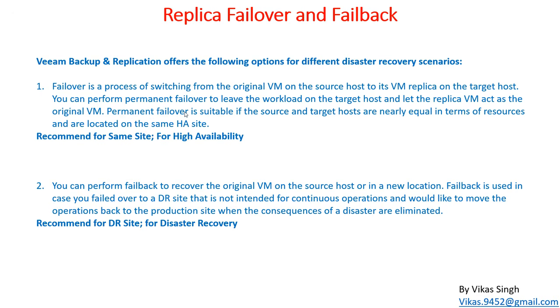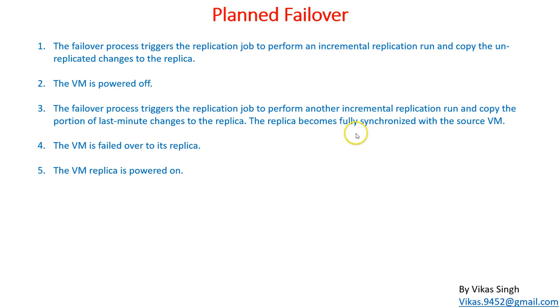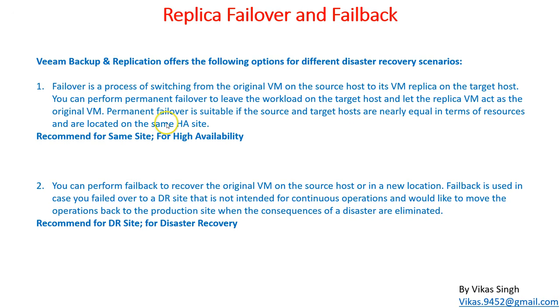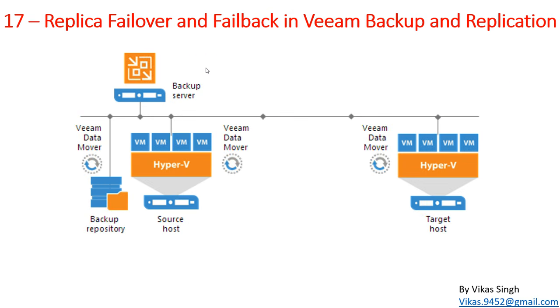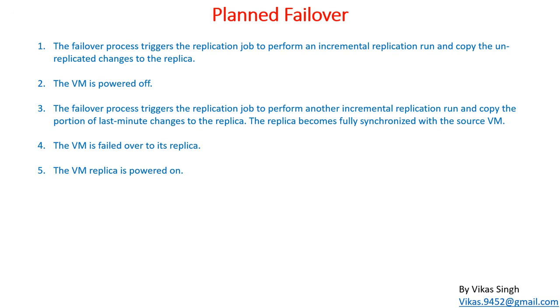So let's discuss more about this. We have two types of failover in Veeam Backup and Replication: one is a planned failover and one is a permanent failover. When you perform a planned failover, the failover process triggers a replica job to perform an incremental replication and copy the unreplicated changes to the replica. For example, if I do the planned failover for this virtual machine, it checks what the unreplicated data is for this virtual machine on the target host, and sends the unreplicated data to the target host to replicate it.